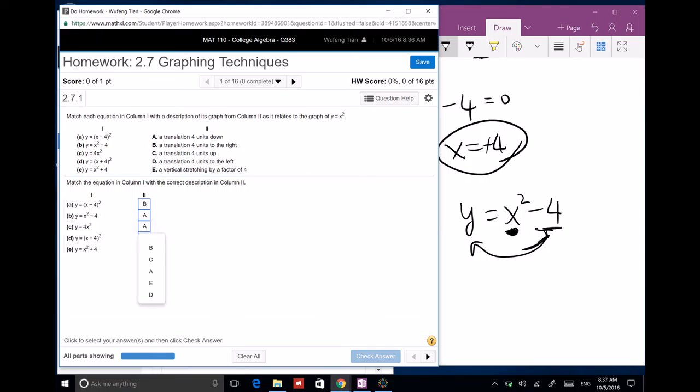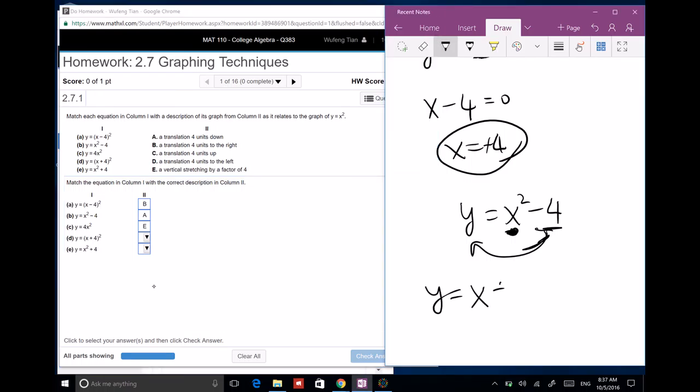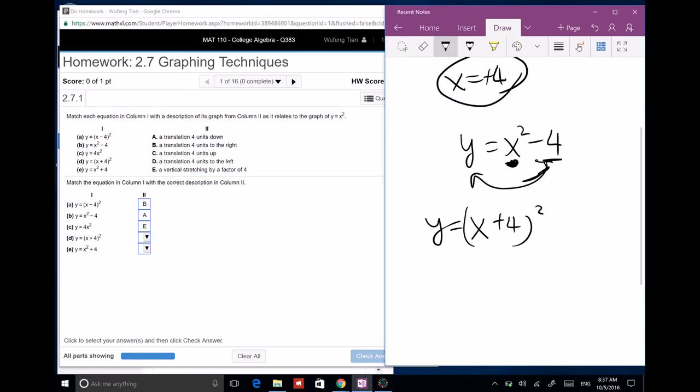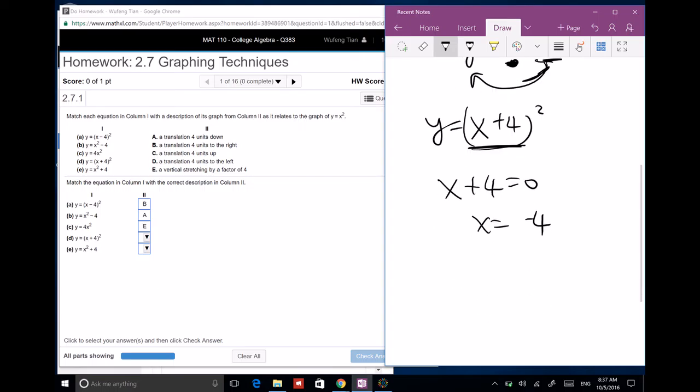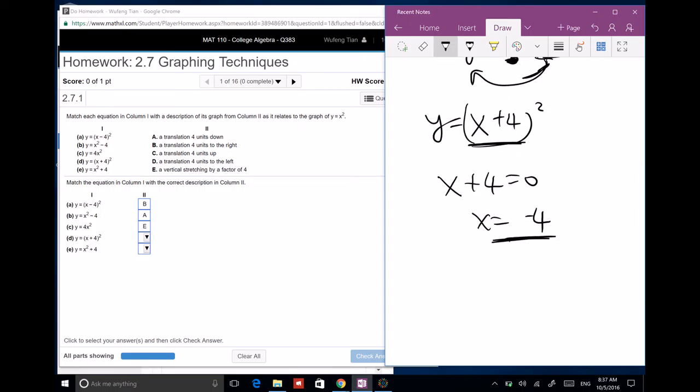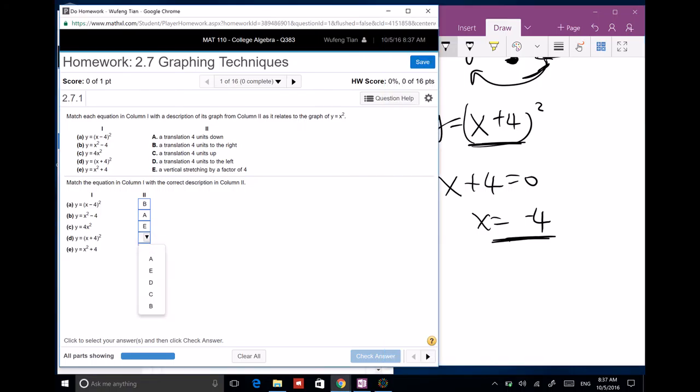Now 4x squared is multiplied. Okay, so multiplied by 4, so it's stretched by a factor of 4, so it's E. Next, y equals (x plus 4) squared. Okay, the 4 is with the x together, so x plus 4 equals 0, x equals -4. Okay, you can see -4 is to the left side of the 0 point. So shift to the left.